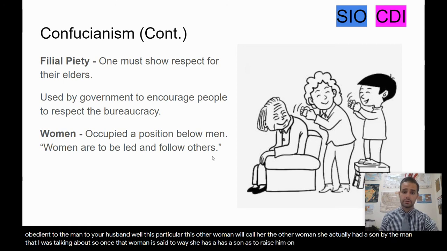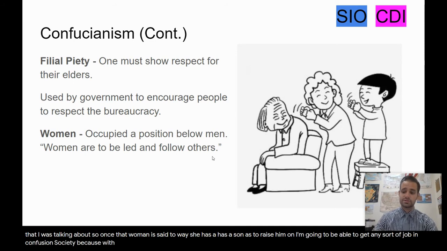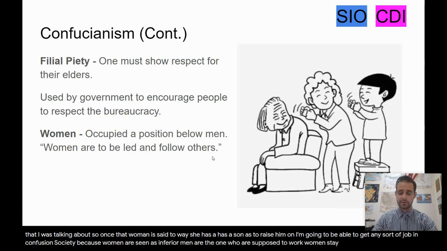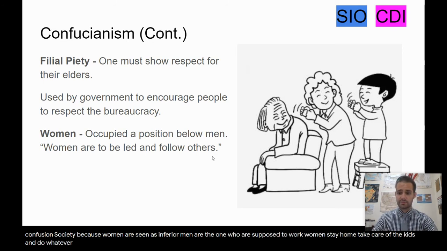Now, she's a woman. She's not going to be able to get any sort of job in Confucian society because women are seen as inferior. Men are the ones who are supposed to work. Women stay home, take care of the kids, and do whatever their husbands tell them to do.